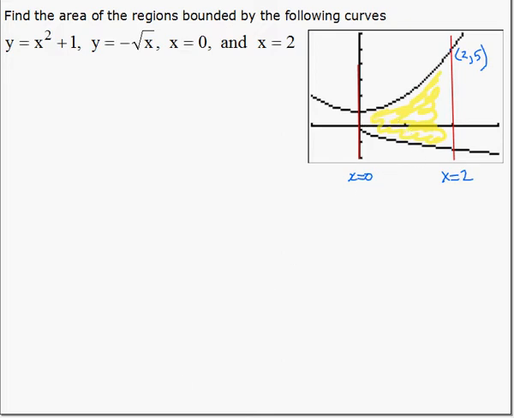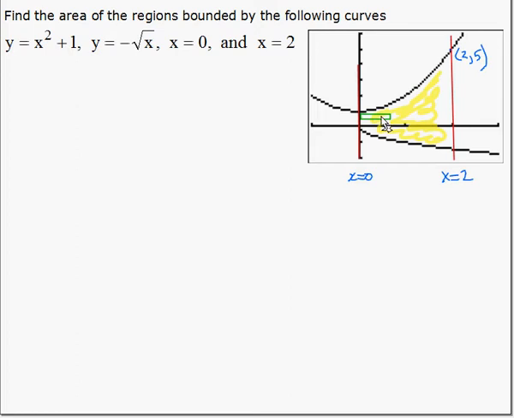Now we need a representative rectangle. This time we're going to draw the dy rectangle first. Let's make sure it stands out over our shaded region here. So here's our dy rectangle. Now as this rectangle moves, notice here the top remains on the curve, the bottom remains on the line x equals 2.